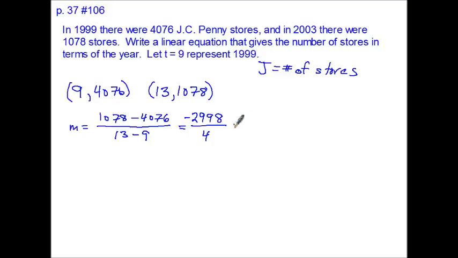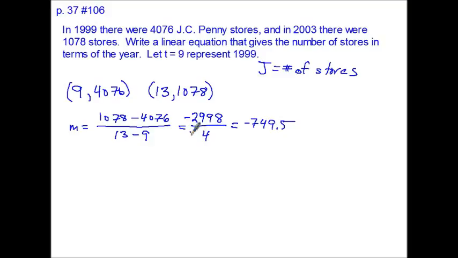And though most of the time it's a good idea to use fractions, I think in the real-world context right here, decimals are a little bit nicer to work with. So that's negative 749.5. Again, thinking about what these variables represent, stores is like our numerator and years is our denominator. So the negative here means that we're losing almost 750 stores per year, and that's a dramatic drop.